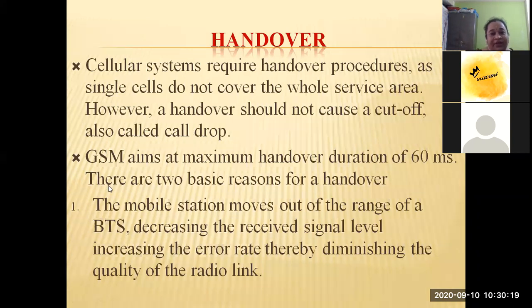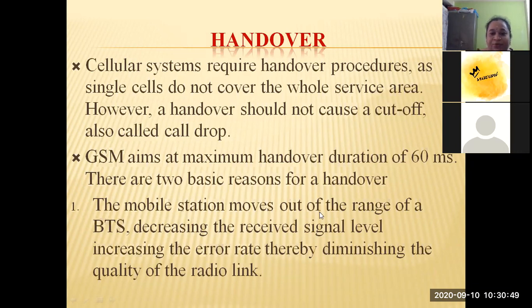So how much duration will it take? How much duration will GSM take to perform this handover? The GSM aims at a maximum handover duration of 60 milliseconds. Within the 60 milliseconds itself, the two antennas exchange their signals to perform the handover. So what are the main reasons to perform this handover? Two reasons are being mentioned here.